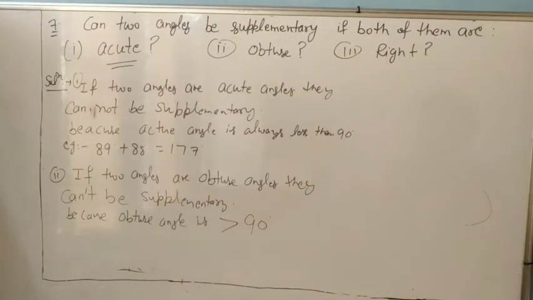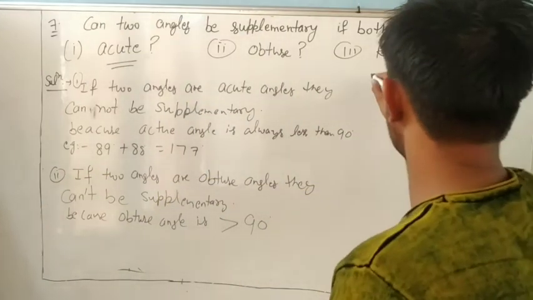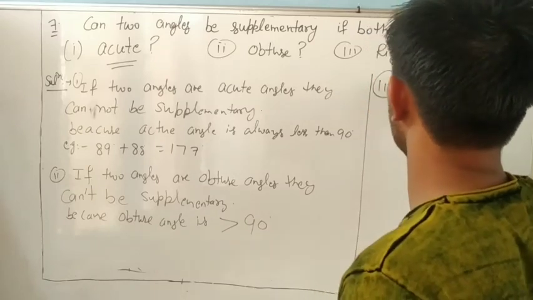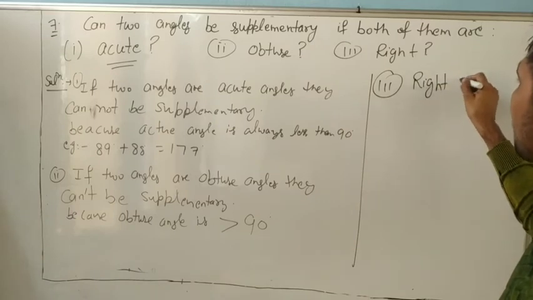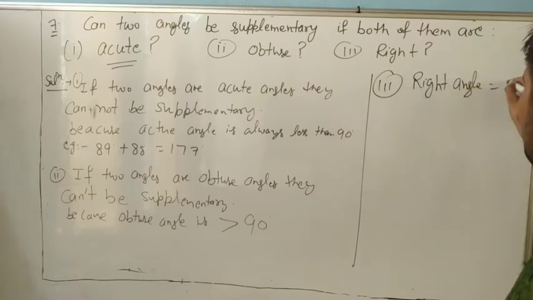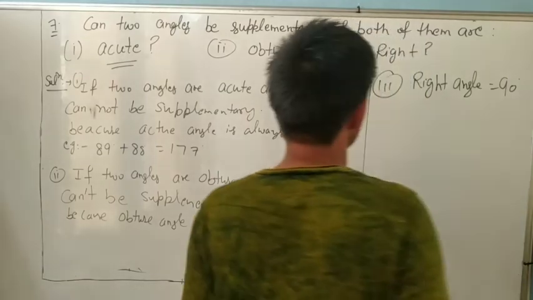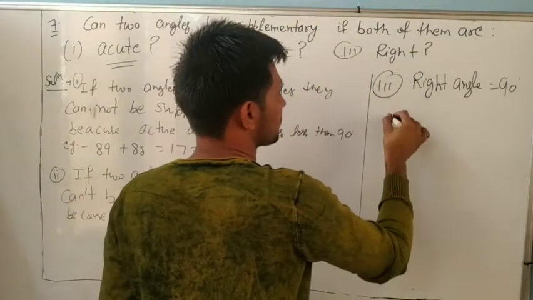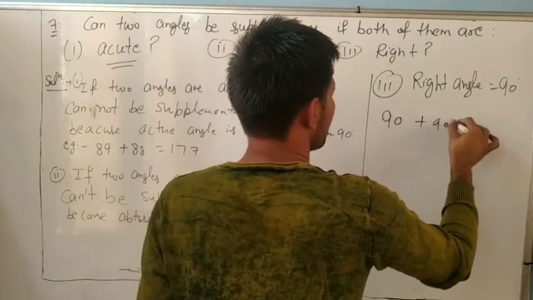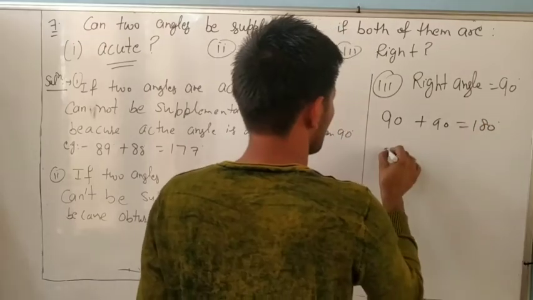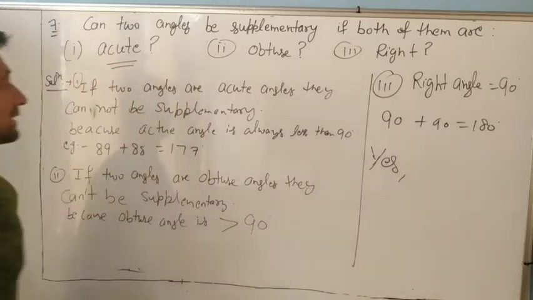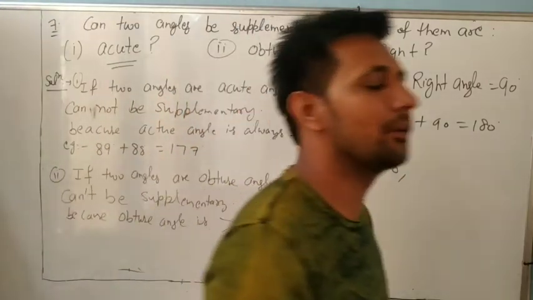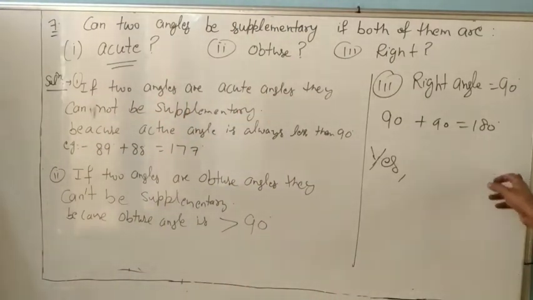Okay dear. Now third part. If two angles are right angles. Yes, right angle. What is a right angle? Right angle is 90 degrees. So the sum of two angles, if both are 90, 90 plus 90, how much? 180. You write yes. If two angles are right angles, they can become supplementary. You will write yourself. Okay dear? Note it down, please.